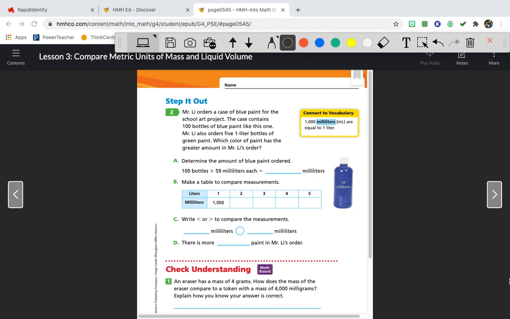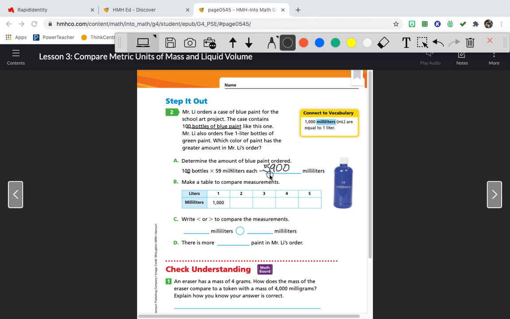So let's walk through these steps together. A, it says determine the amount of blue paint ordered. If we look back, he ordered 100 bottles of blue paint. So 100 bottles times 59 milliliters each, and here we are looking at our multiples. Remember, we did this in our Are You Ready? Multiples of 10, 100, and 1,000. With this one, we're looking at 59 times 1 is 59, and we're going to add 2 zeros. So we have 5,900 milliliters.